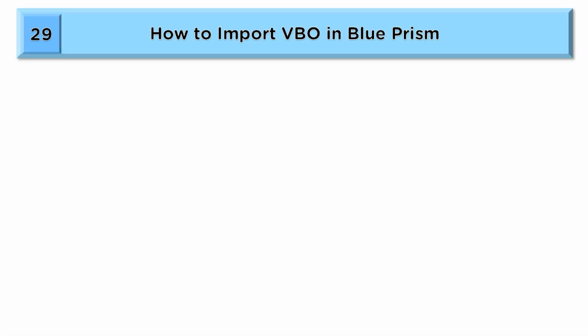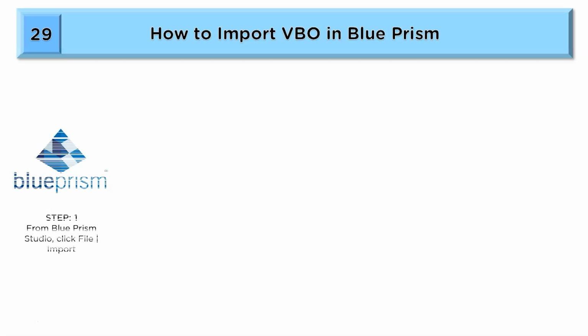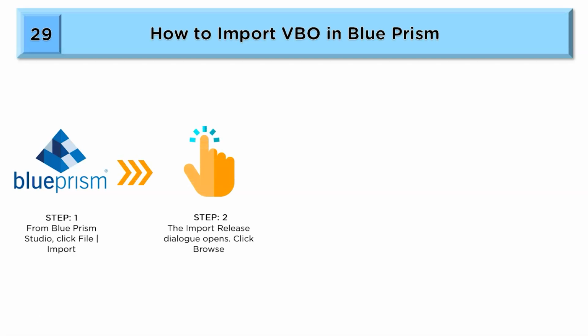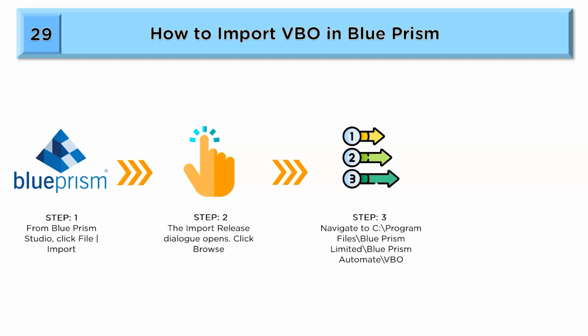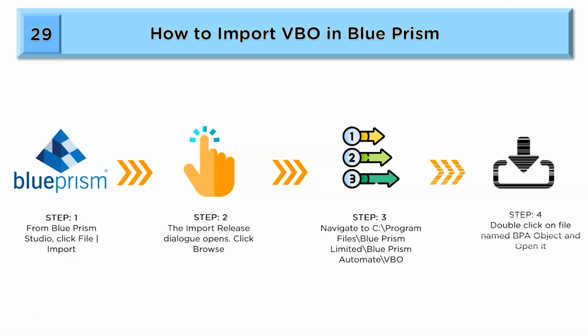How to import VBO in Blue Prism. The first step is to go to Blue Prism Studio and click on File and click on Import. Then the Import Release dialog box opens. Click on Browse, navigate to Program Files in C drive. In Program Files, go to Blue Prism Limited, then to Blue Prism Automate and open VBO. From there, you can double click and select the object.